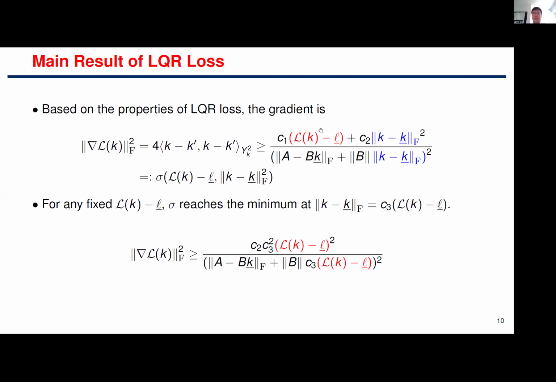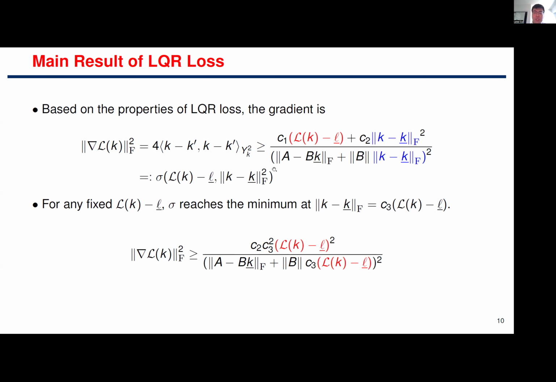Okay. Now we find that this function sigma is a two-variable function, but for the PL condition, it should be a function of only the loss L, not K, right? Our goal is to eliminate K from this lower bound. We find that for any fixed L, if we increase the norm of K, the value of sigma first decreases and then increases. This phenomenon can be directly obtained by taking the derivative of sigma with respect to the norm of K. And we find that when the norm of K is equal to some constant, some proportional function of the loss function.